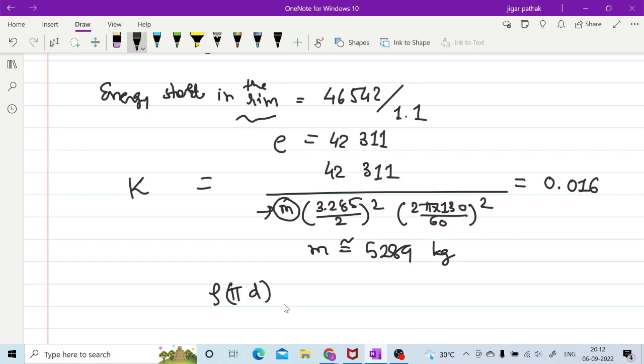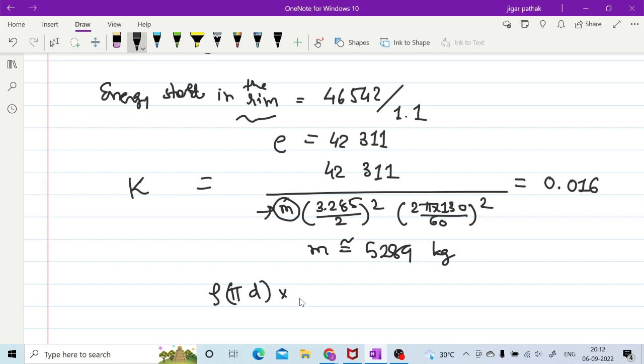Okay. And sir, another question: in flywheel, you write circumferential stress sigma into 2t into l. Yes. So l is what? L is the length. Okay, sir, length. Okay.